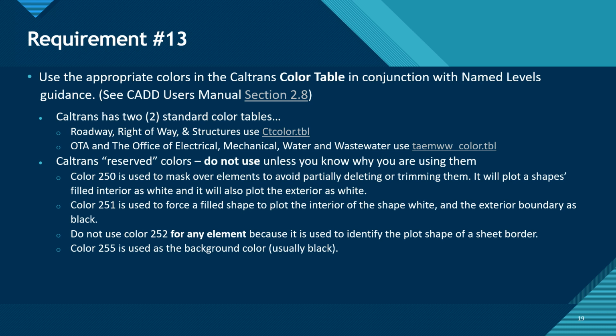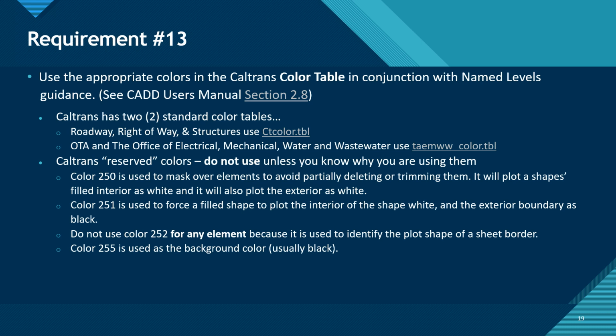Color 250, 251, 252, and 255 are all the reserved colors in Caltrans. Color 250 is used to mask over elements to avoid partially deleting or trimming them. It will plot a shape's filled interior as white, and it will also plot the exterior as white. Essentially, you won't see it. Color 251 is used to force a filled shape to plot the interior of the shape white and the exterior boundary as black. So all you will see is an outline.